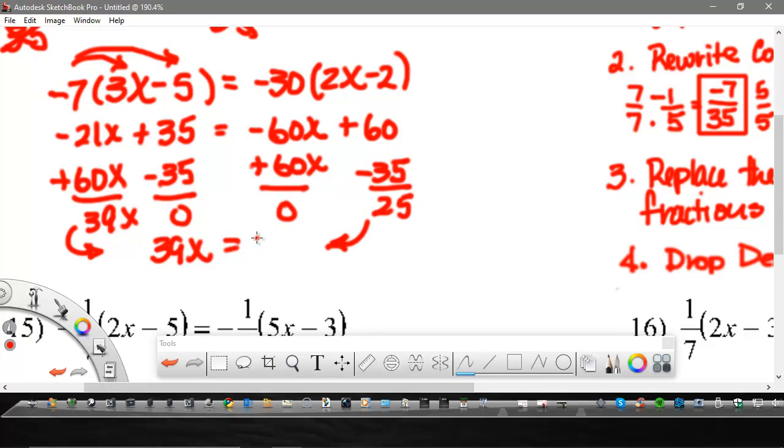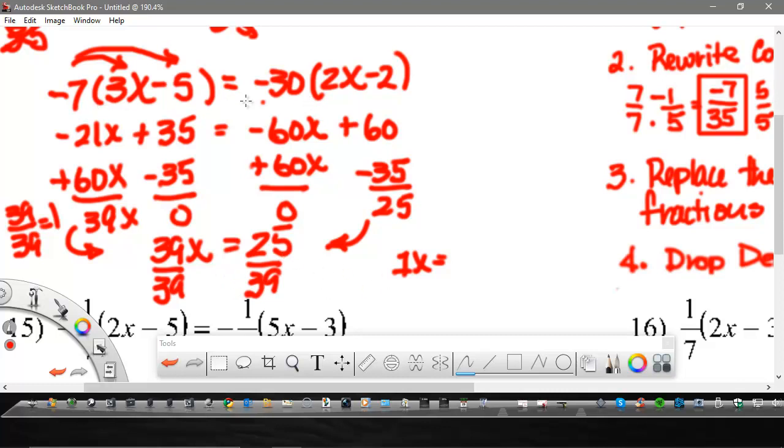Now I'm ready to solve this. We want to take this 39 and make it 1. I know that 39 divided by 39 is 1, because anything divided by itself is 1. So if I divide 39 here, I get the 1x that I want in my solution. Now I do it over here. That is my answer. That goes to 1. So the solution that will make both these sides read the same number is x, or 1x, equals 25 over 39. So very good.